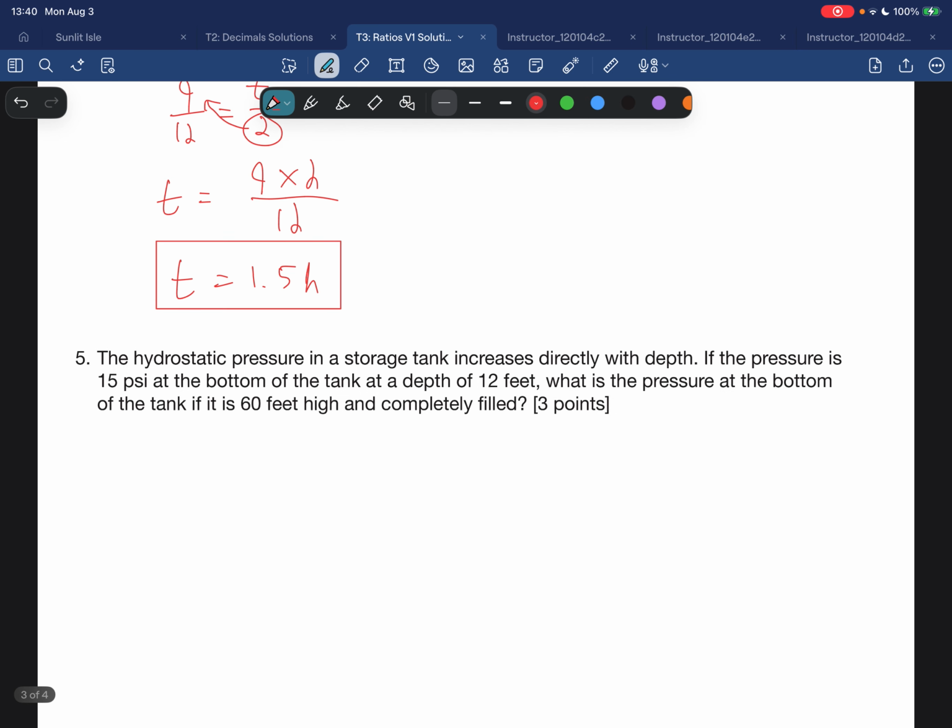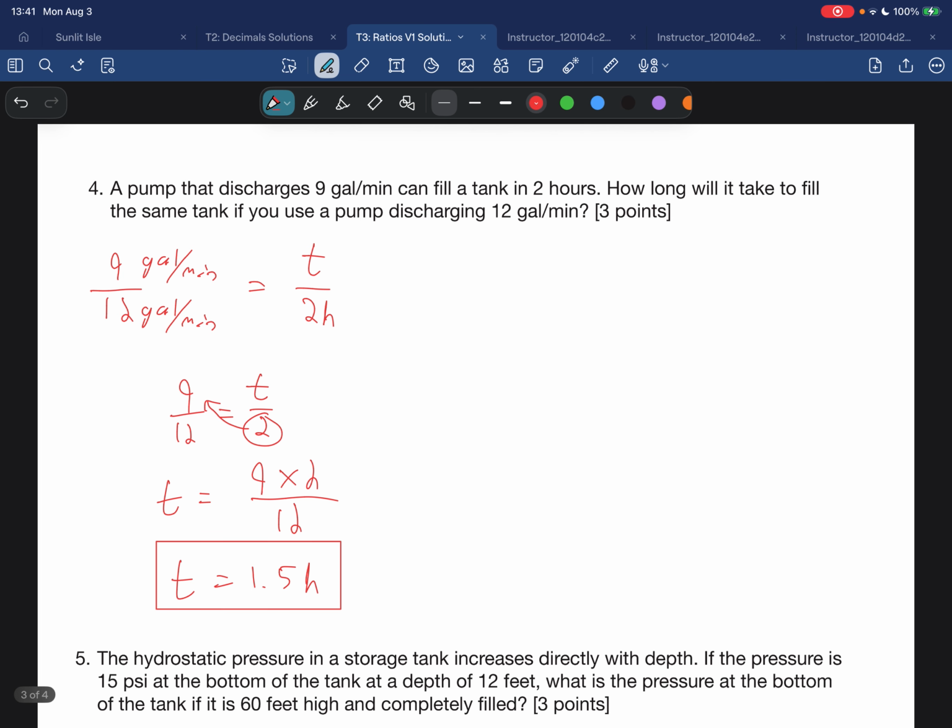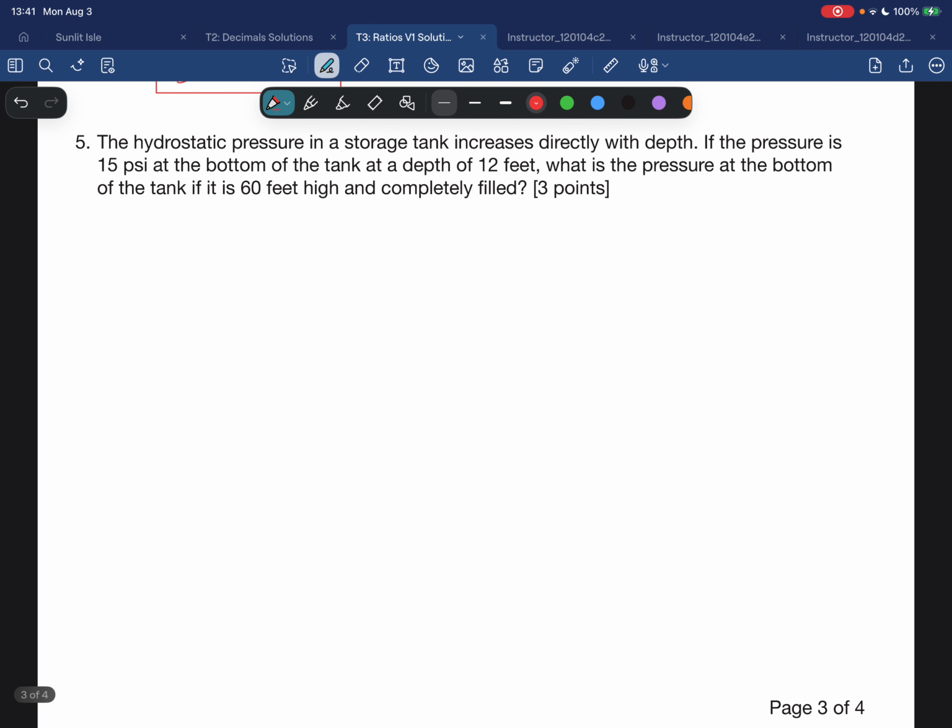Now, using the same method to set this up as before, I'm going to get 15 over x equals 12 over 60, or x over 15 equals 60 over 12. Doesn't really matter which way you did it. I set it up like the way on the left at first for myself. No matter what you end up doing though, when you solve it, you get x equals 75 psi.